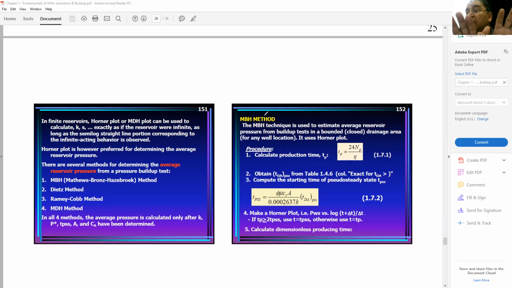So you are done with this part. When you are done, then you need to calculate the average reservoir pressure. For this case, you need to obtain what is called TDA for pseudo steady state. And this one is taken from table 146. So let us move up and see where we can find table 146.